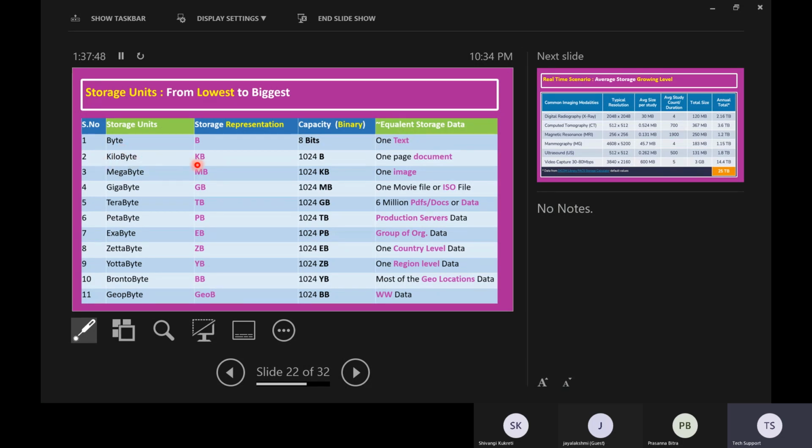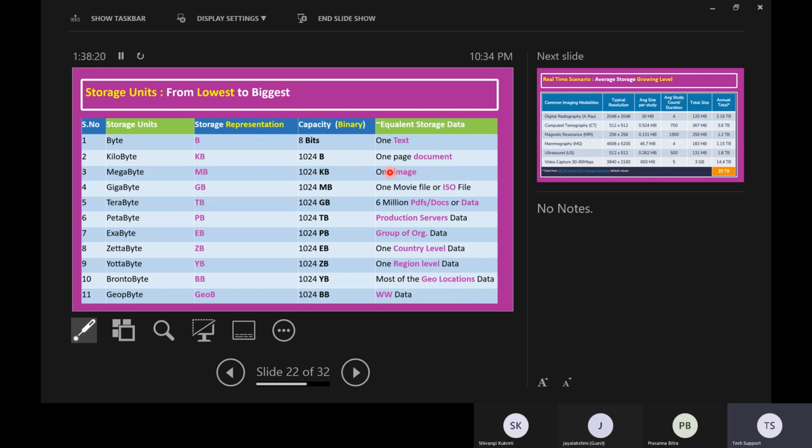And kilobyte, KB in short form, and 1 KB is equivalent to 1024 bytes. Similarly, megabyte, MB, is 1024 KB. Normally 1 KB is equivalent to a normal one-page document. If you open a document and save it as a single page, it's equivalent to 1 KB. If you write more data and increase the pages, the size will increase. And the MB is equivalent to 1024 KB.